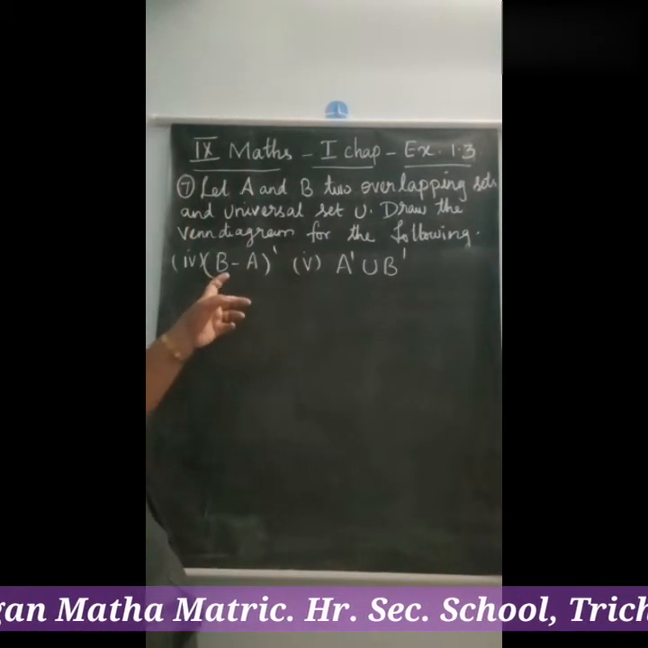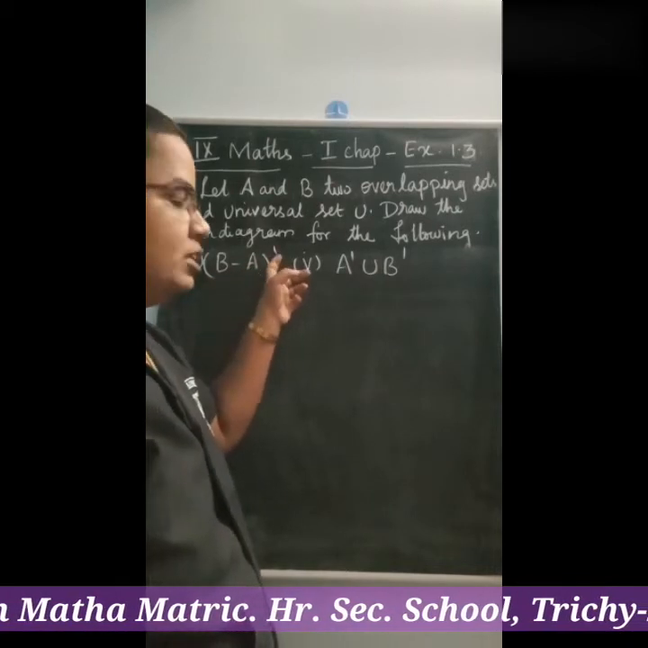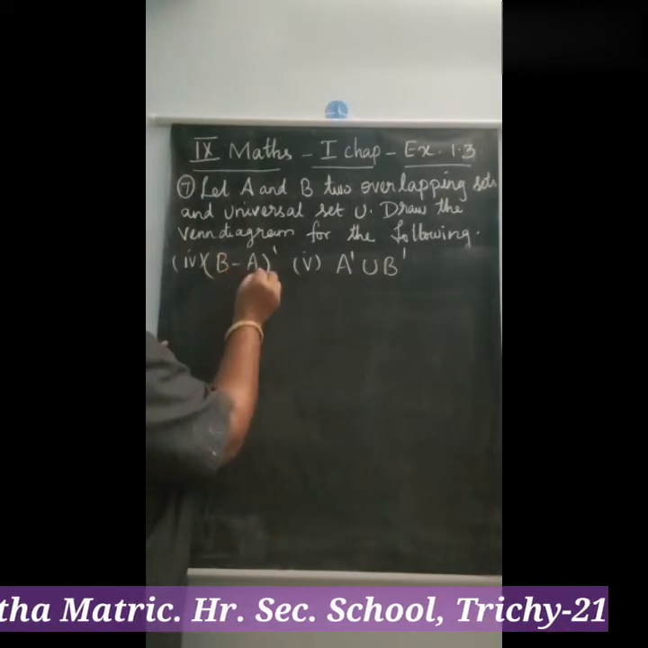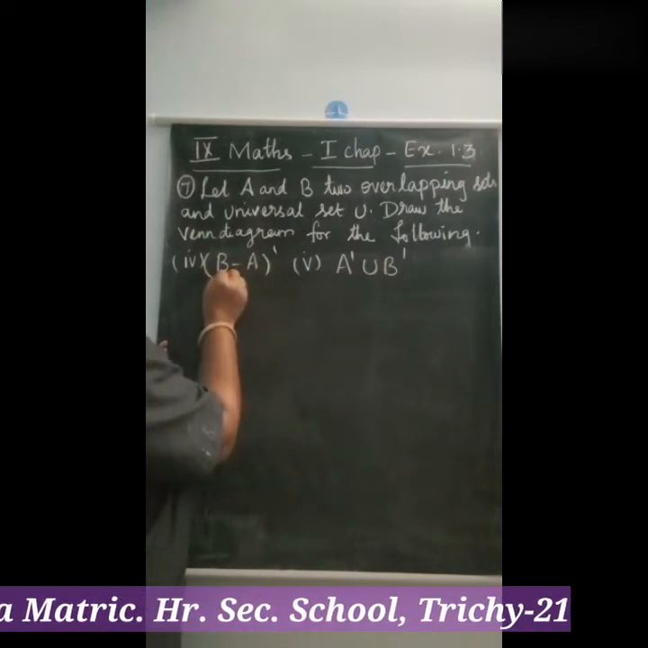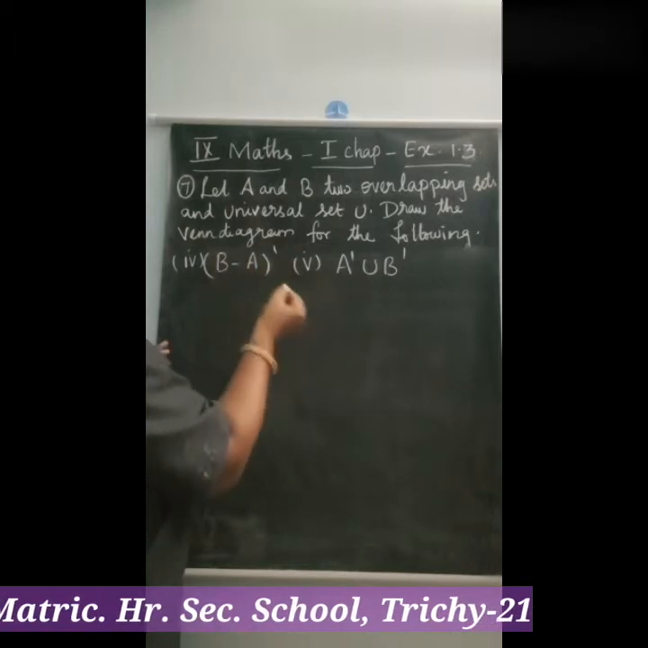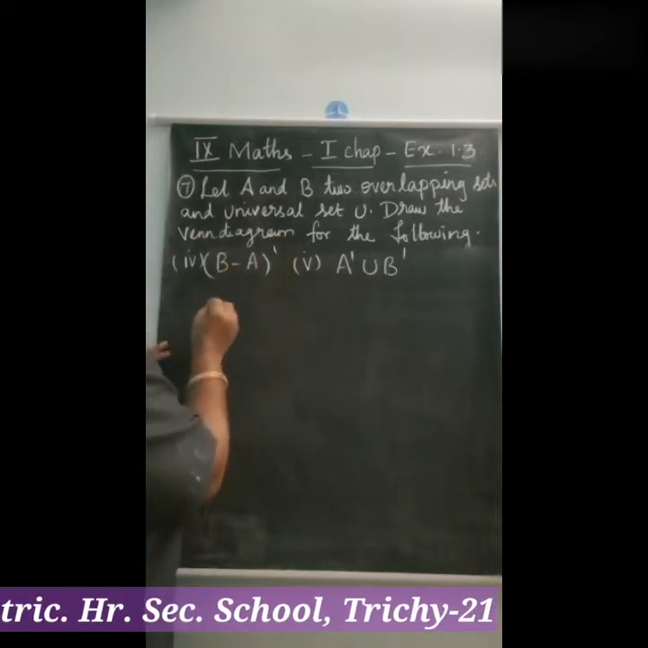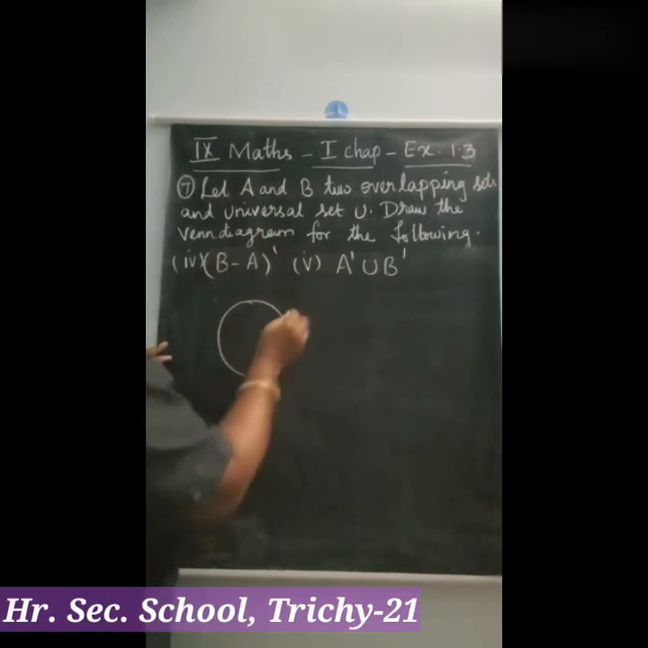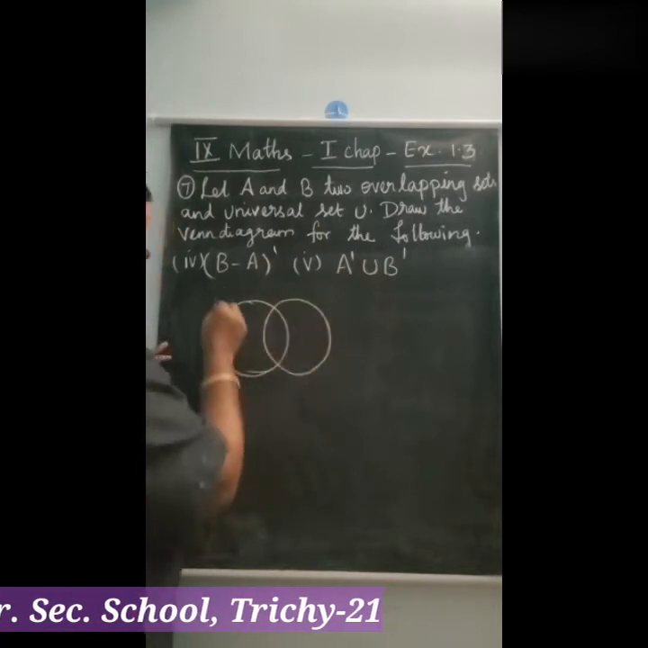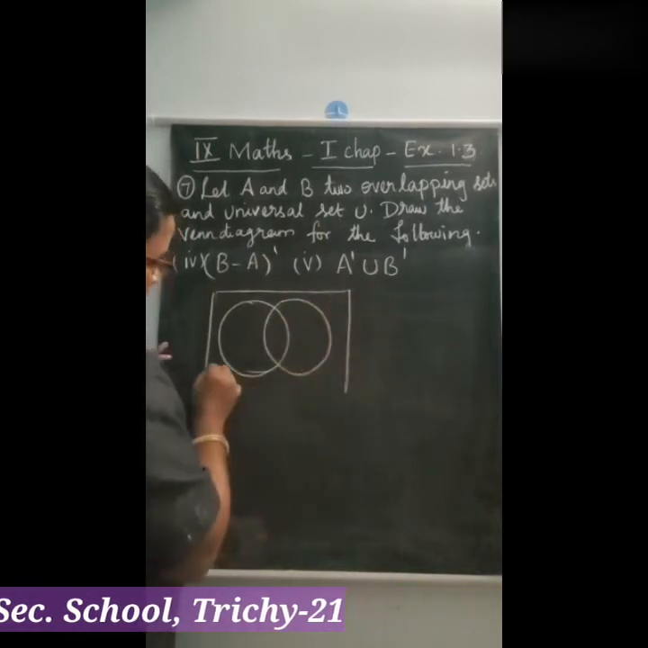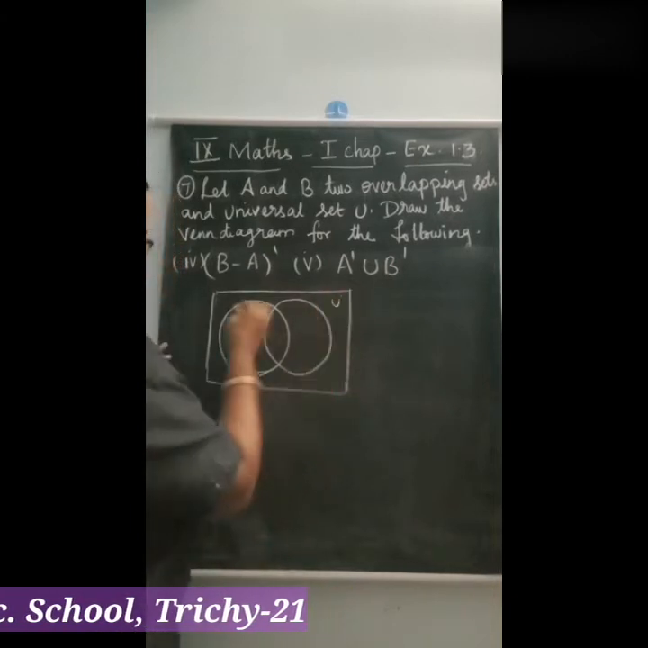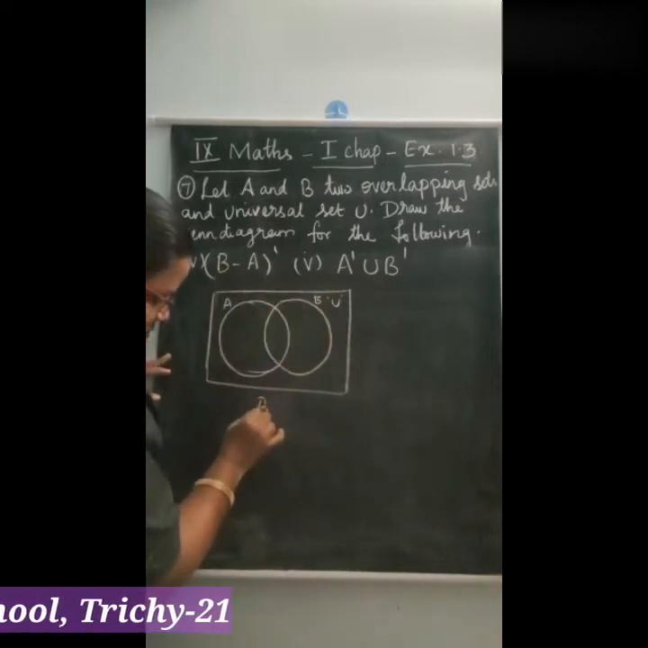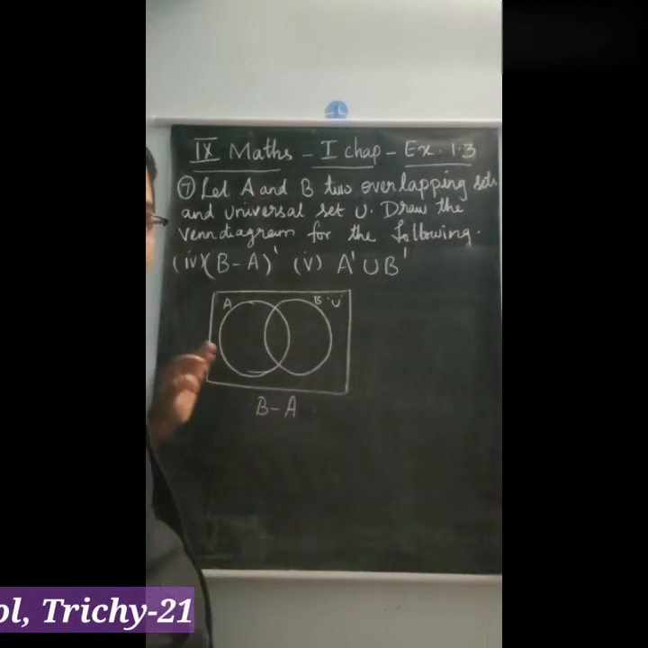And then next one, (B difference A) the whole dash. So now first we have to draw the bracket B difference A, and then draw B difference A the whole dash. First you have to represent B difference A. This is the A set and this is the B set. So B minus A you have to represent first.